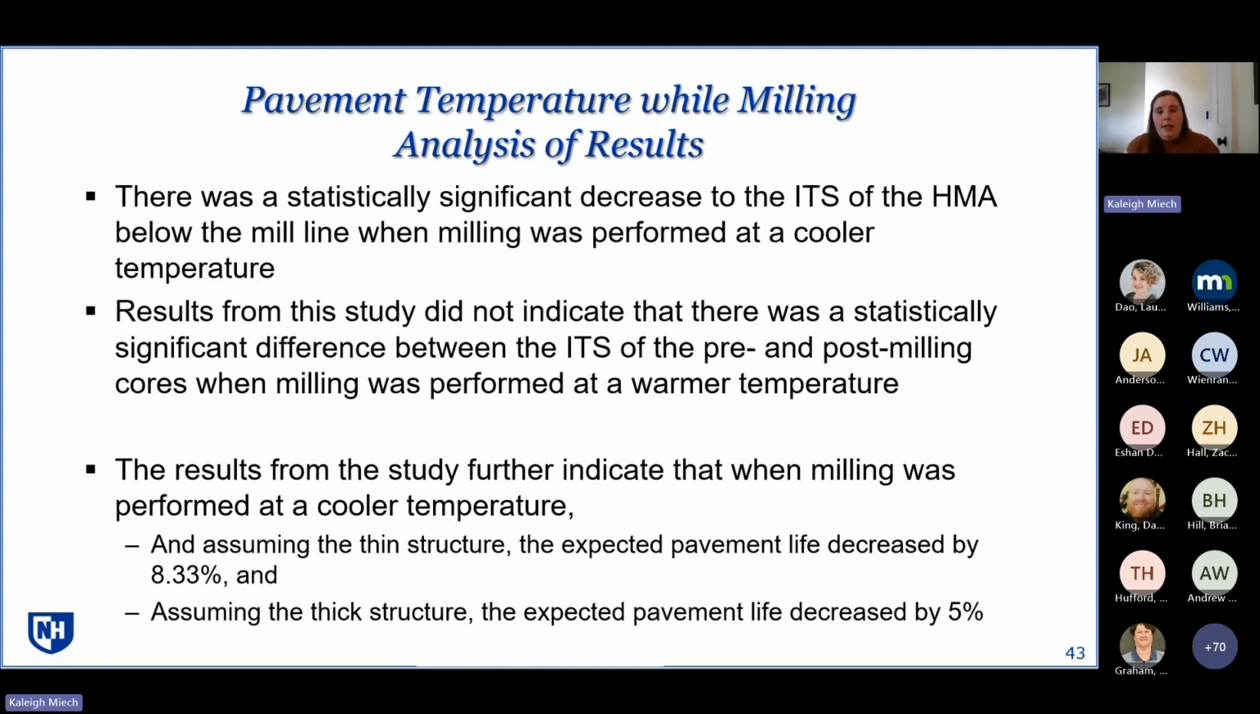The results from the study further indicated when we conducted the pavement life analysis that when milling was performed at a cooler temperature, assuming the thinner pavement structure, the expected life of the pavement decreased by 8.3%. And when assuming the thick structure, the expected life decreased by 5%.